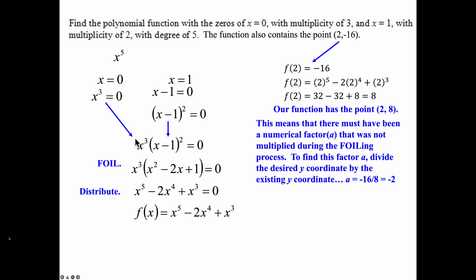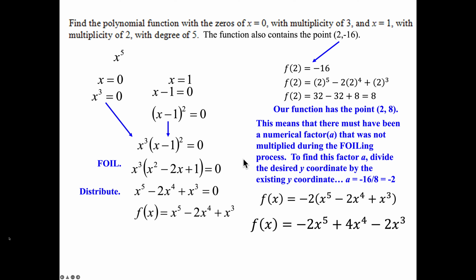So there must have been a negative 2 here. Well, of course, if you put negative 2x cubed and you solve that for x, 0 divided by negative 2 is still 0. You lose it. So negative 2 gets multiplied to all three of my terms, and that's my new f of x. So now if you take your 2 and you plug it into all your x's, you will get that 8 multiplied by a negative 2, which now gives you the negative 16.